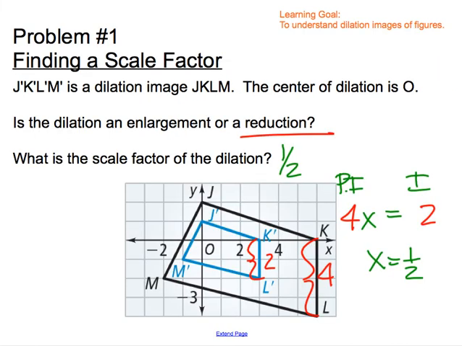So if we go back a slide, we can check. We have this original point J, which has coordinates (0, 2). If we multiply 0 times 1/2, we still get 0, and if we multiply 2 times 1/2, we get 1. So you can see our scale factor certainly works in this case. If we take the coordinates of M, we have (-2, -2). Multiplying each of these by 1/2, we should get (-1, -1), and that is in fact where M prime is.